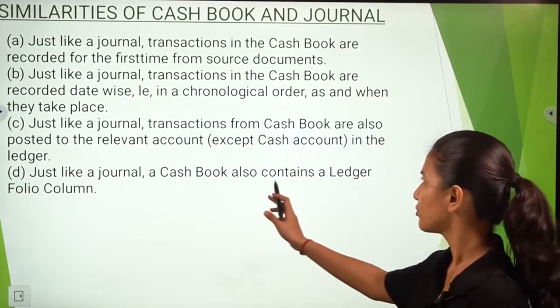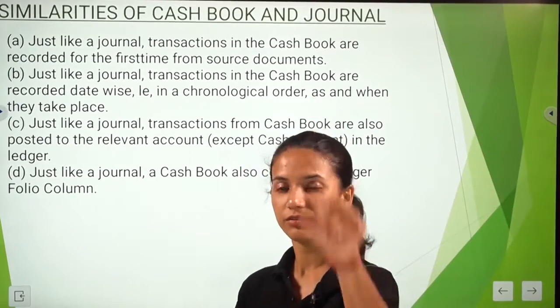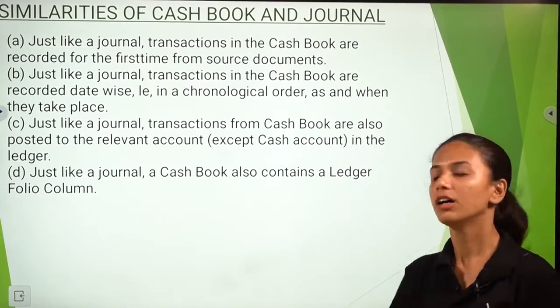Just like a journal, a cash book also contains a ledger folio column. So, in the journal, it has a ledger folio column, LF, right? So, in the cash book also, you have a ledger folio column.